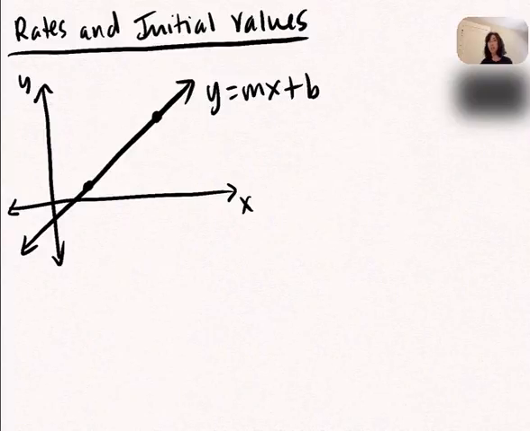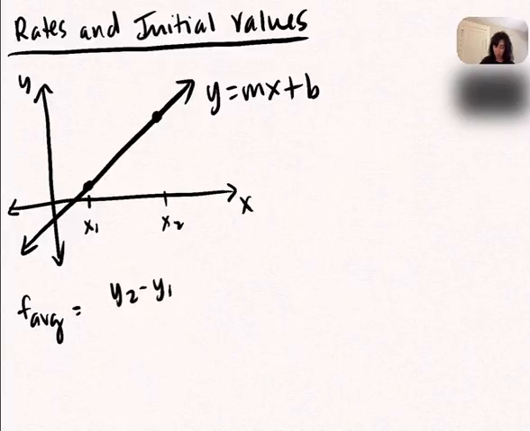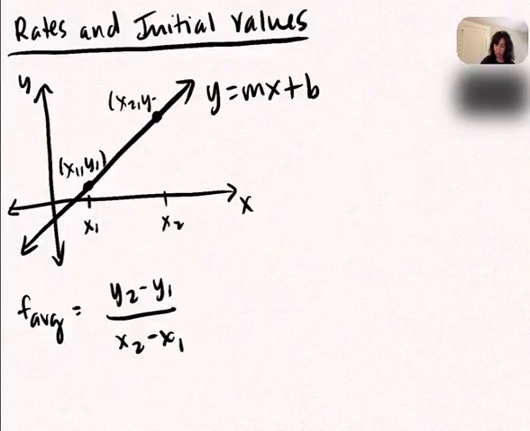Rates and initial values. If we take any function, the average rate of change between x1 and x2 is, by definition, the difference between the y values for these 2 points and the difference between the x values. So this is assuming this point is x1, y1, and this one's x2, y2.